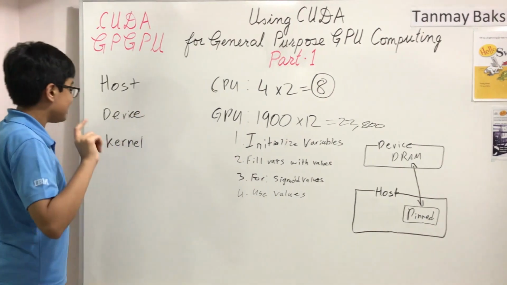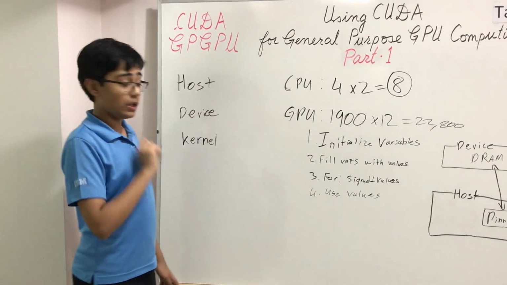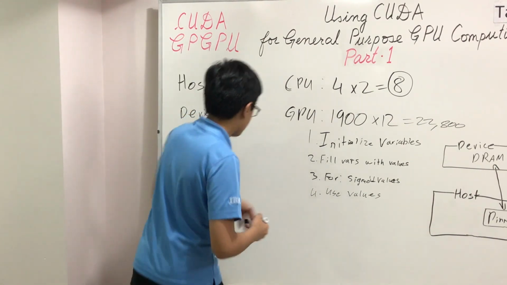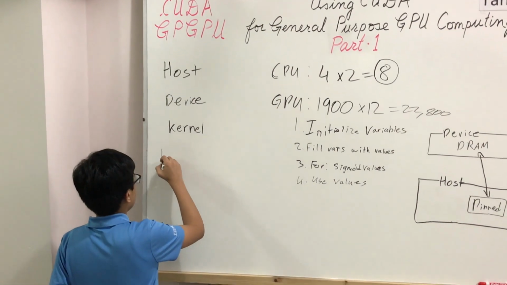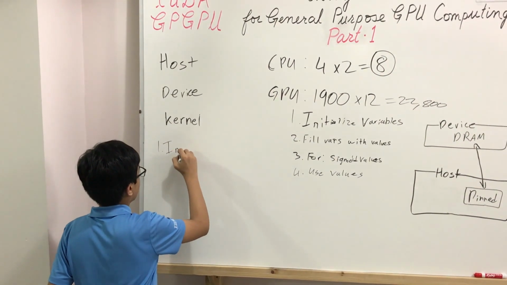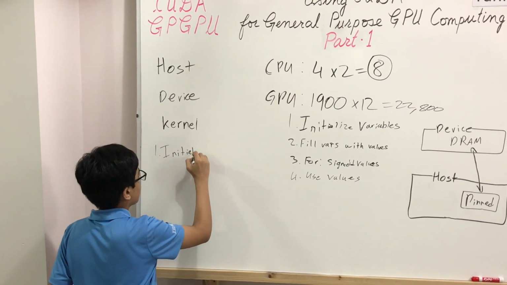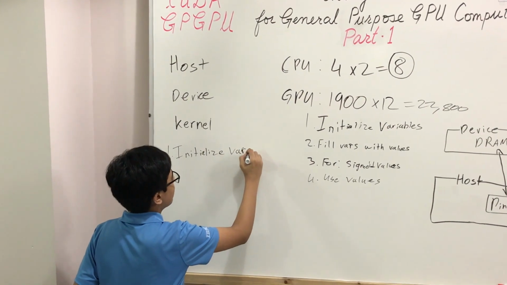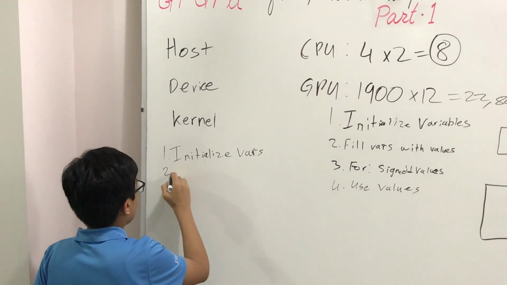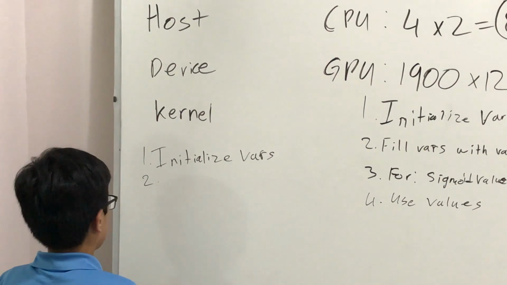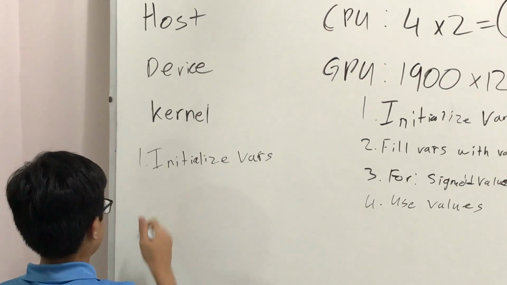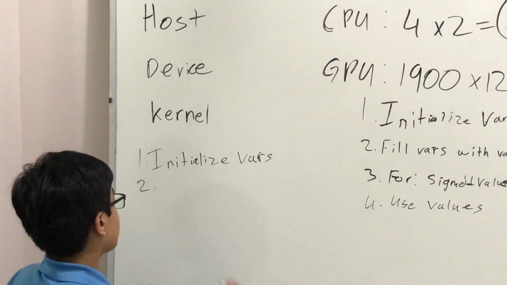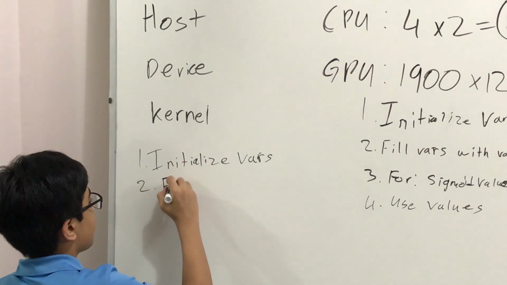If you were to implement the same application on a GPU, there would be a few differences. Let's take a look. The first 2 steps would remain the same. You would, first of all, initialize your vars, or variables. Then I'm just going to space it out so you can actually take a look at all these steps. Second, you'd actually fill up those variables with values.